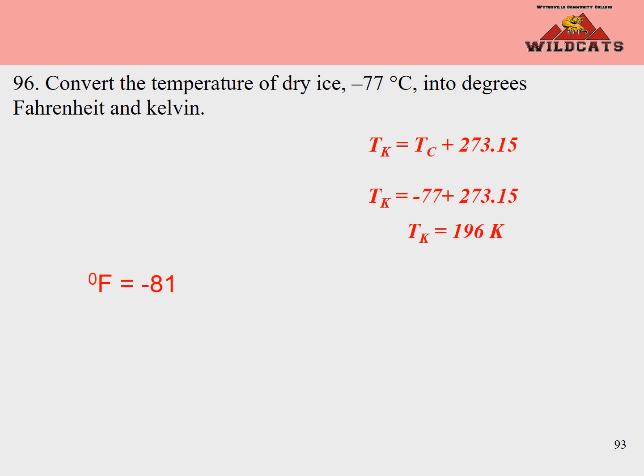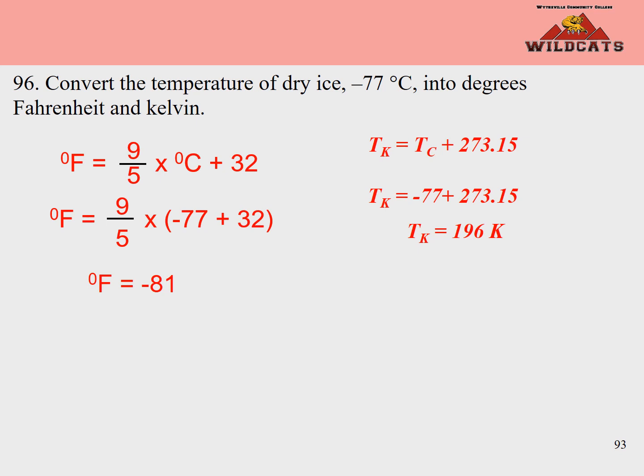On number 96, it says convert the temperature of dry ice into degrees Fahrenheit and Kelvin. So if you notice, what I did is I converted Celsius to Kelvin first, because that was the easiest. And then I use my formula, and I end up with a minus 81 degrees Fahrenheit. That's kind of weird the way the graphics work. And that ends chapter number 1.